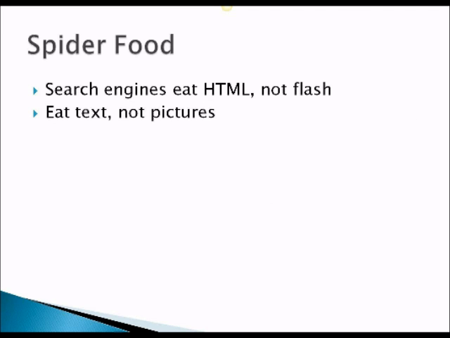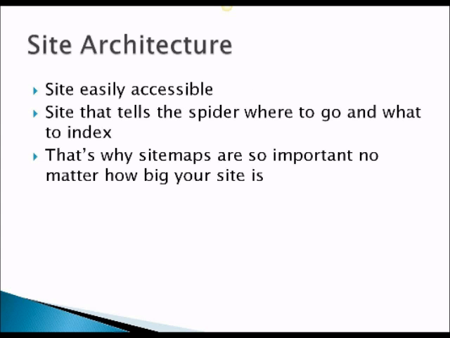Now we kind of just talked about spiders. So Google has what they call spiders that crawl through your website that look for certain criteria. Search engines, think of it as an actual spider. They eat HTML, not Flash. So if your website's all full of Flash, your search ranking isn't going to be very high because it's looking for HTML. It's looking for coding. It's not looking for Flash, animation. It eats text, not pictures. So don't swamp your website with pictures or your search engine ranking will be very low. So that's why text and content is so important.